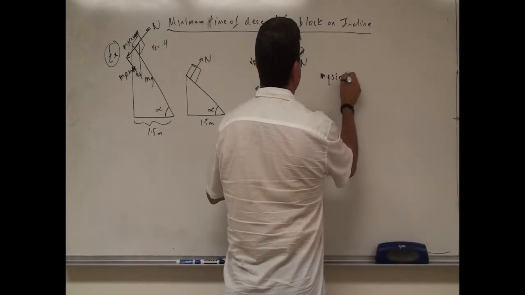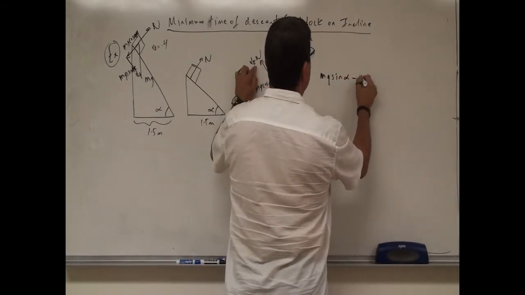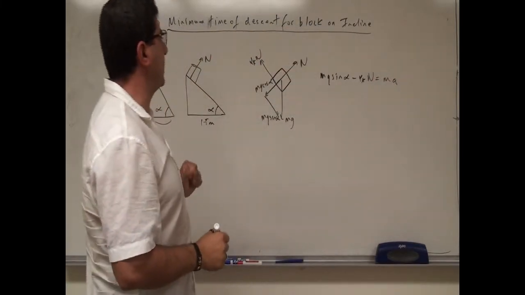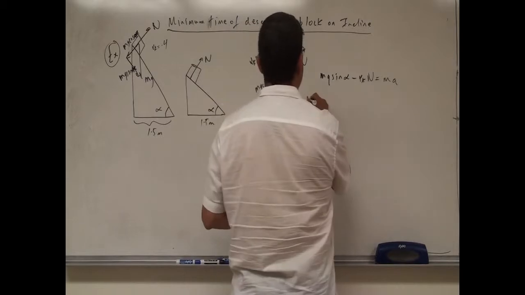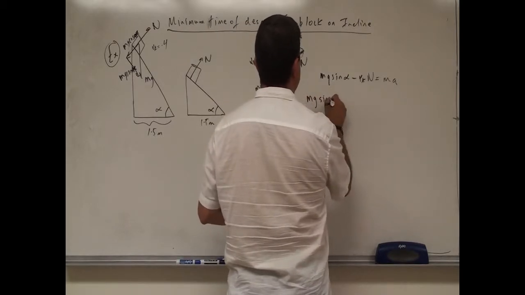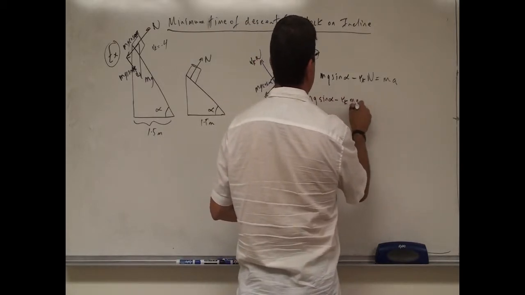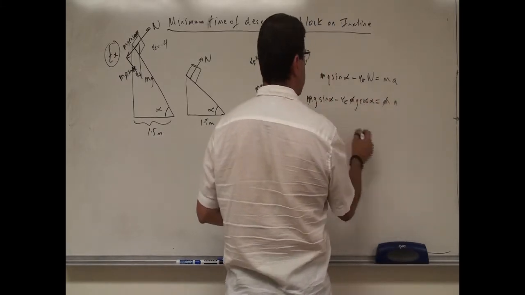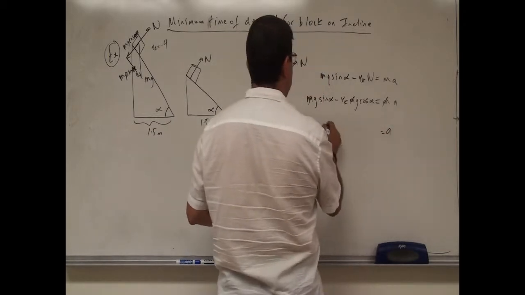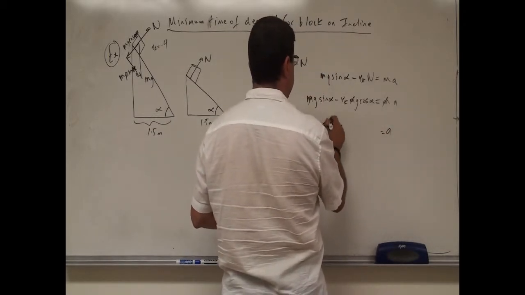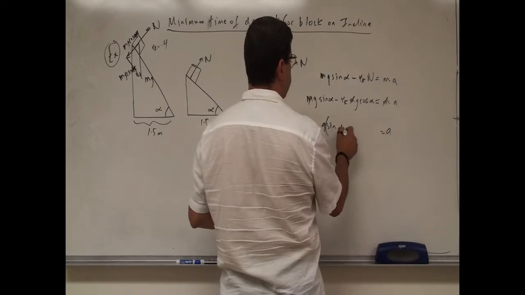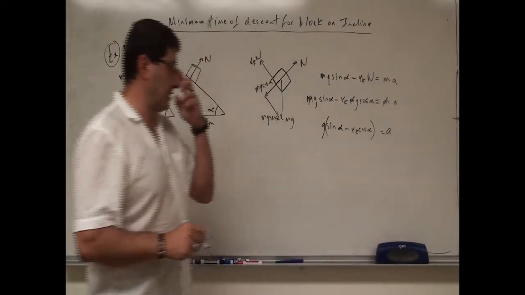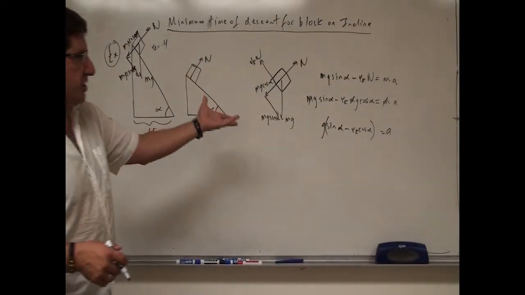mg sine alpha minus mu k N is equal to ma. Then we can substitute the fact that N is equal to mg cos alpha. mg sine alpha minus mu k mg cos alpha. And then the m and the m cancel. So the acceleration is equal to g sine alpha. We can factor out the g. g times sine alpha minus mu k cosine alpha. Okay? So you can see how the acceleration depends on alpha.